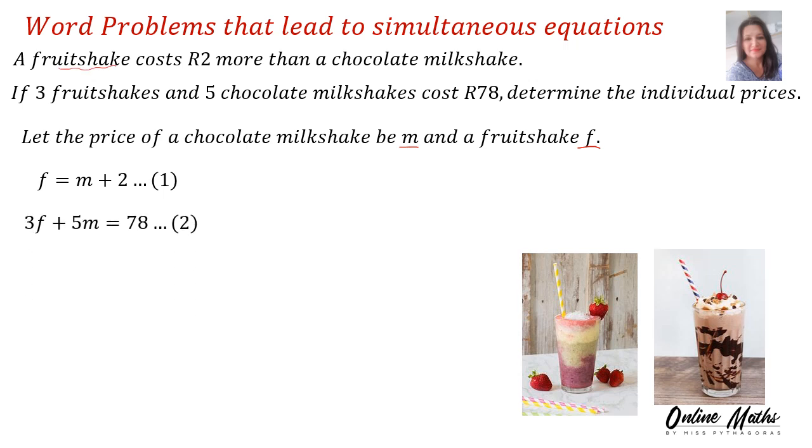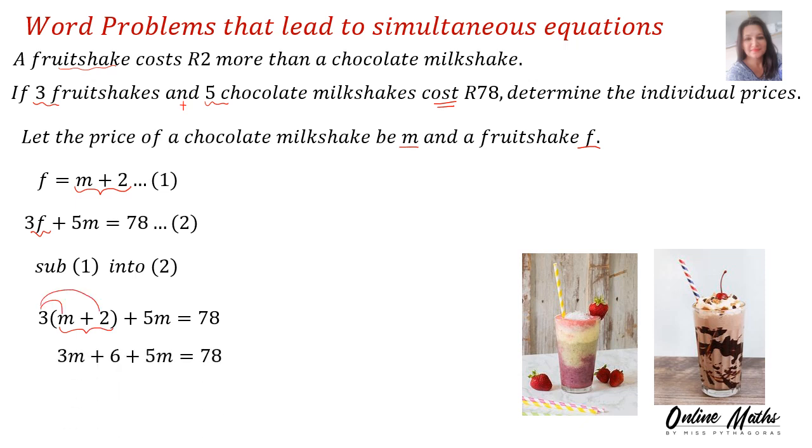Then 3F plus 5M is equal to 78. That is the 3 fruit shakes plus 5 chocolate shakes cost is equal to 78. And that's your two equations, and you label them number 1 and number 2. Then we're going to substitute number 1 into number 2. We write number 2 down, and then in F's place we're going to substitute M plus 2. Now we're going to multiply in the 3, and we end with 3M plus 6 plus 5M is 78.